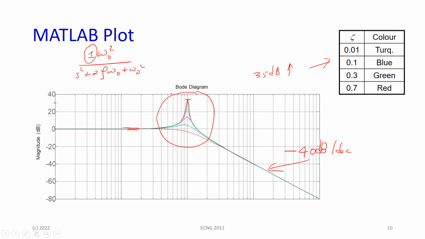At 0.1, that's a blue line here, it went up by about 10. At 0.3, it has a little peak of about 5 dB. And 0.7, remember, it's only valid if zeta is between 0 and 0.7. Notice the response. The response is almost like a normal second order system with real poles.